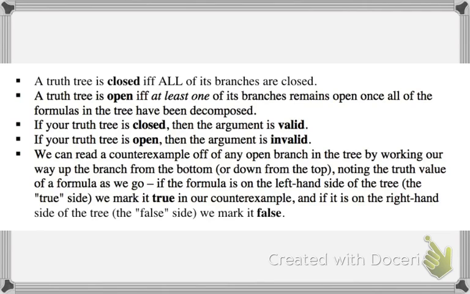If your truth tree is closed, then the argument is valid. If your truth tree is open, then the argument is invalid. We can read a counterexample off any open branch in the tree by working our way up the branch from the bottom or down from the top, noting the truth value of each formula as we go. If the formula is on the left-hand side of the tree, the true side, we mark it true in our counterexample, and if it is on the right-hand side of the tree, the false side, we mark it false. It's just that simple.